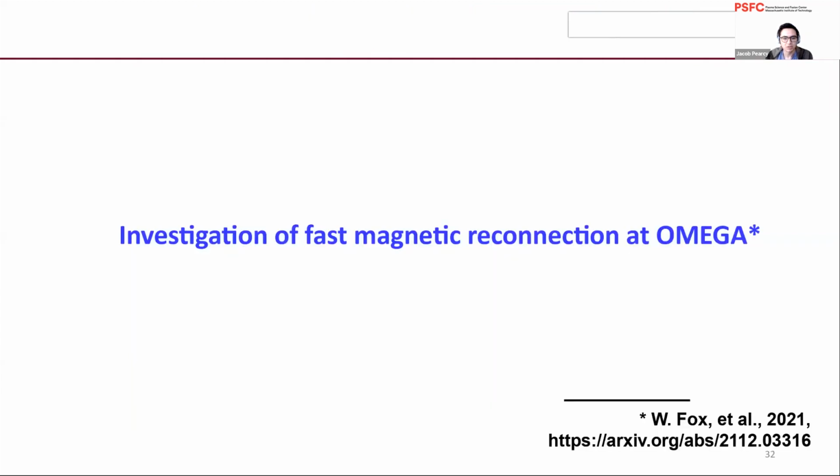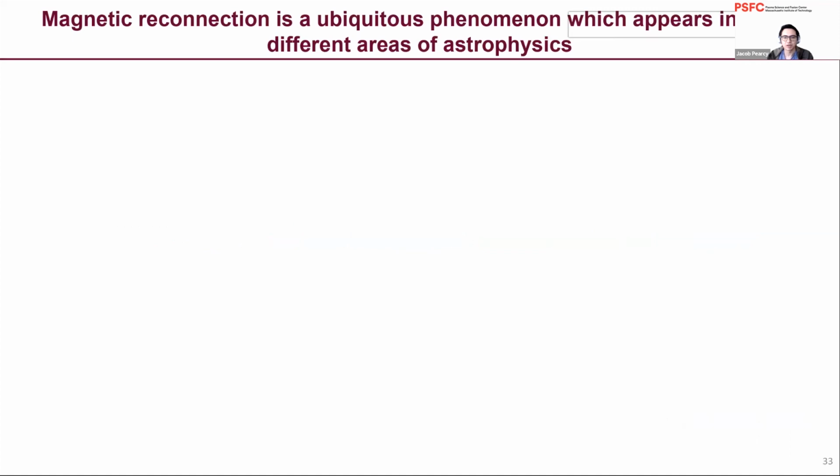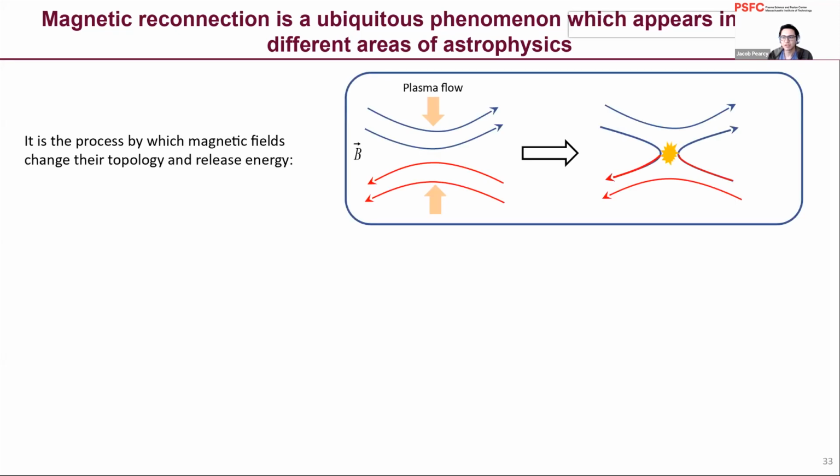And then I will be changing gears now to talk about the investigation of fast magnetic reconnection at Omega. So magnetic reconnection is a ubiquitous phenomenon which appears in many different areas of astrophysics. It's the process by which magnetic fields change their topology and release energy, as we can see from this cartoon here, where there are these oppositely directed magnetic fields that are driven together by plasma flow. And then at the center, something happens where they essentially break the topology that they're originally in, and then they come out off to the side here and release energy when they do that.